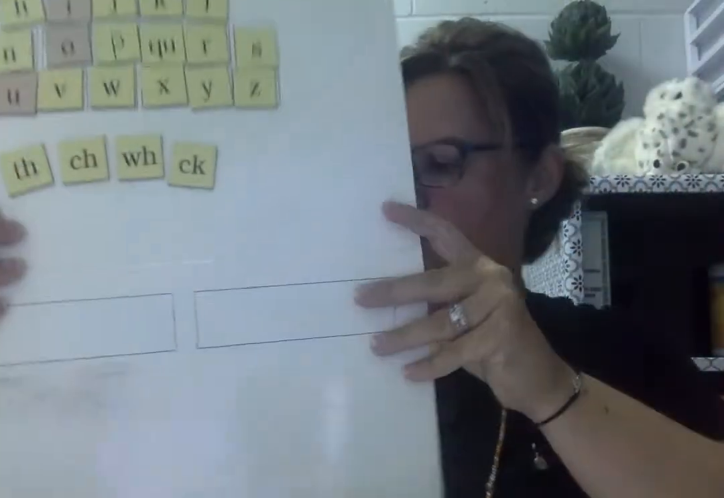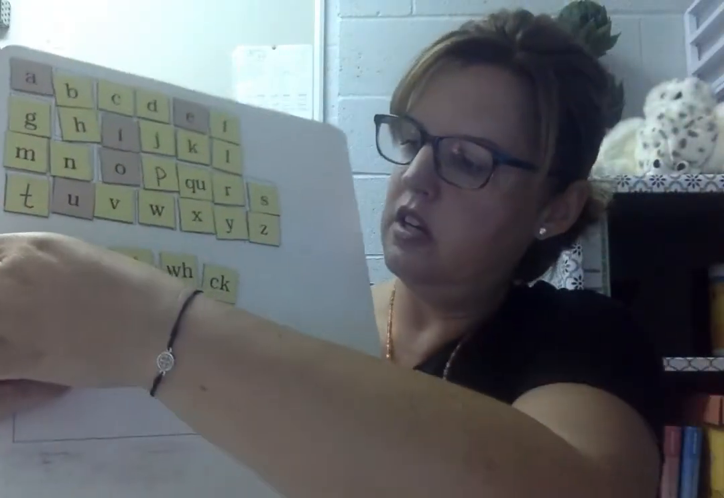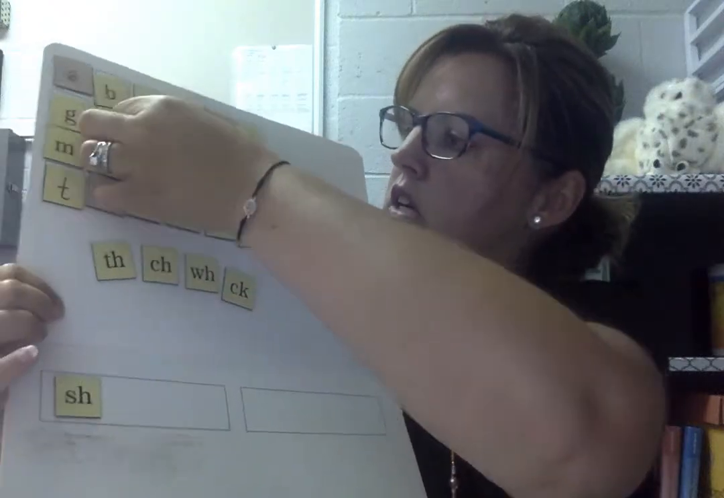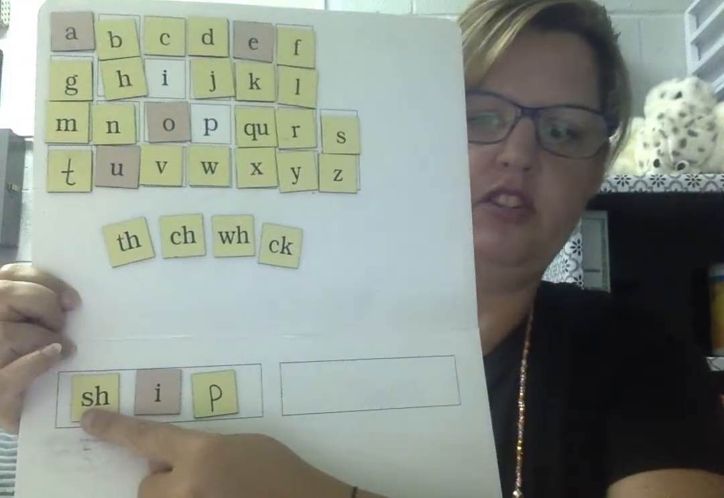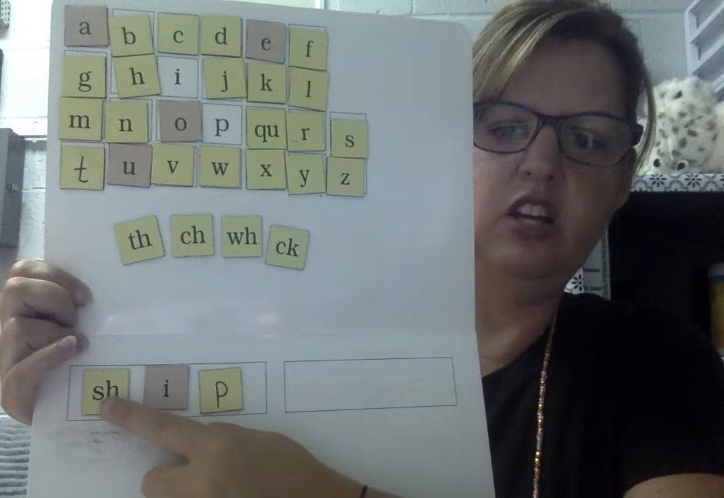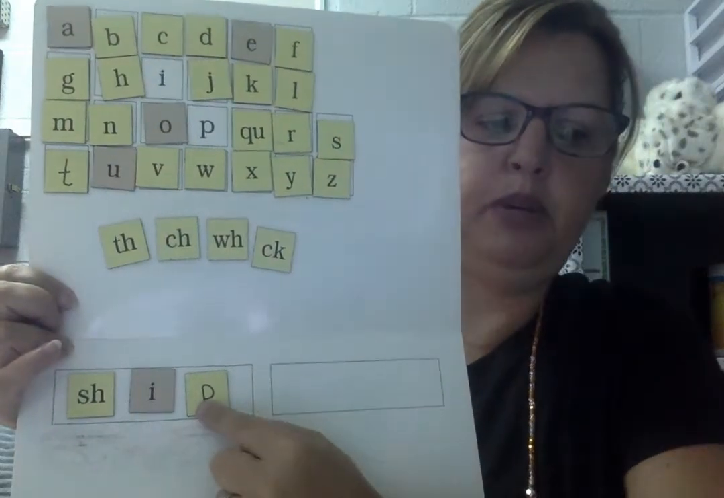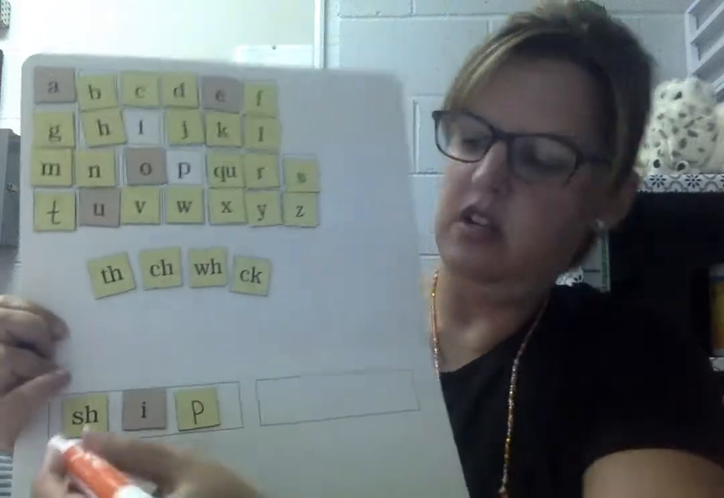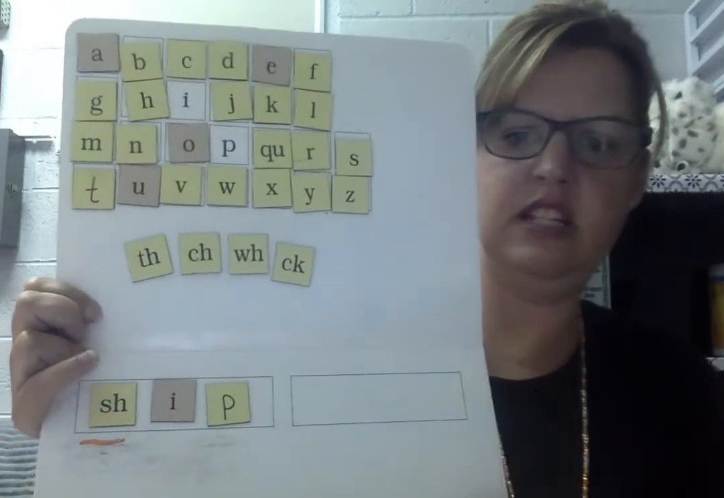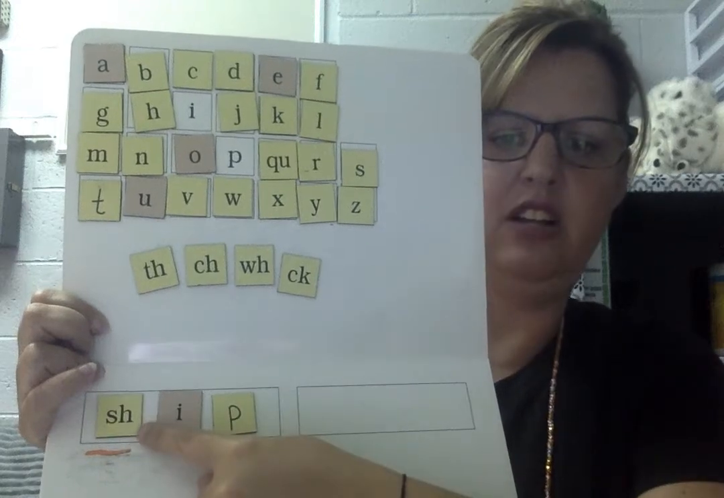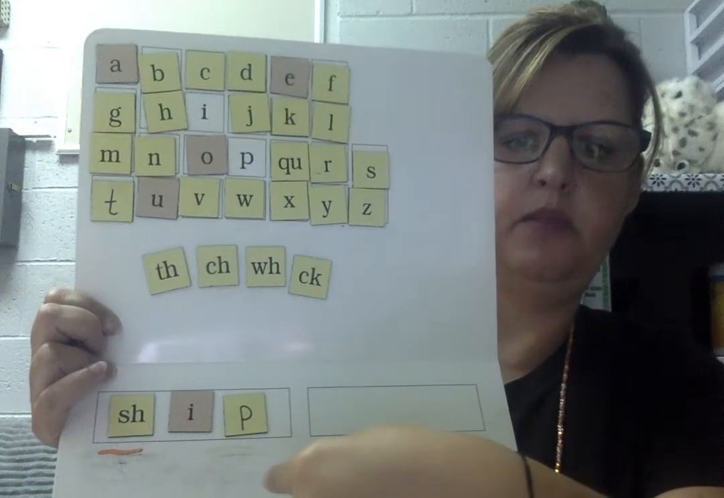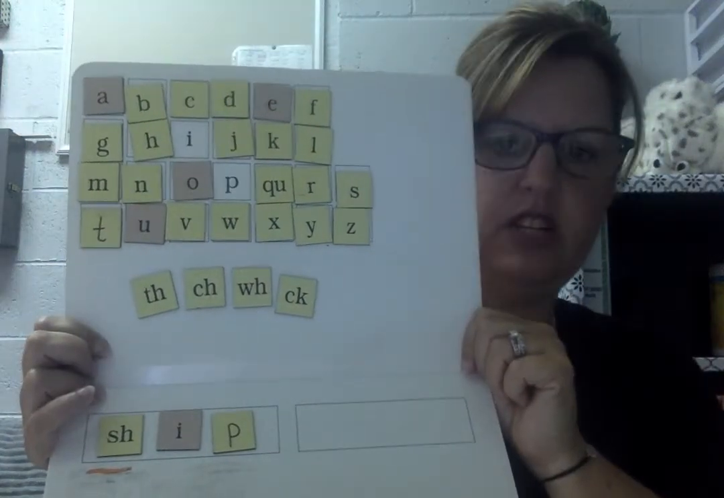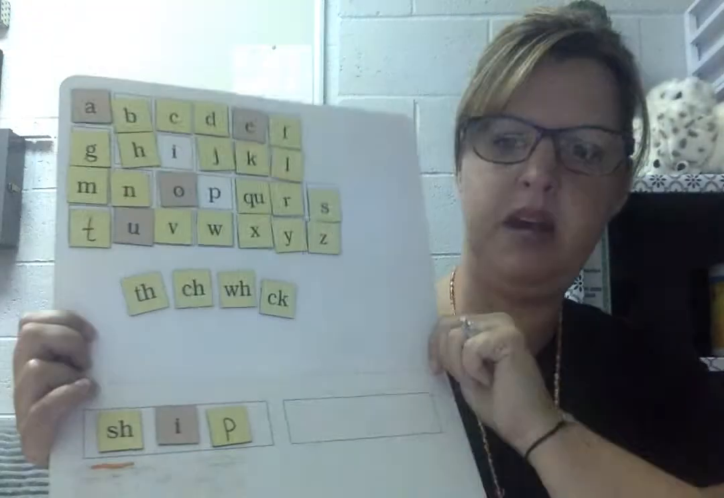So if we remember yesterday, if I build the word ship, sh, I, p, I have 3 tiles. My digraph SH is on one tile, sh, I, p. If I was going to mark this word, I would mark it with one line under the SH because it is one tile. So 3 tiles, 3 sounds. Sh, I, p, ship.